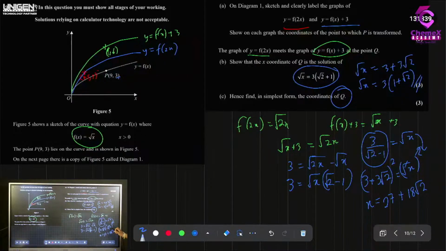Second part, how do you solve it? When you solve it, you rationalize and square both sides, then you get x equals 27 plus 18 root 2. But that's not done.